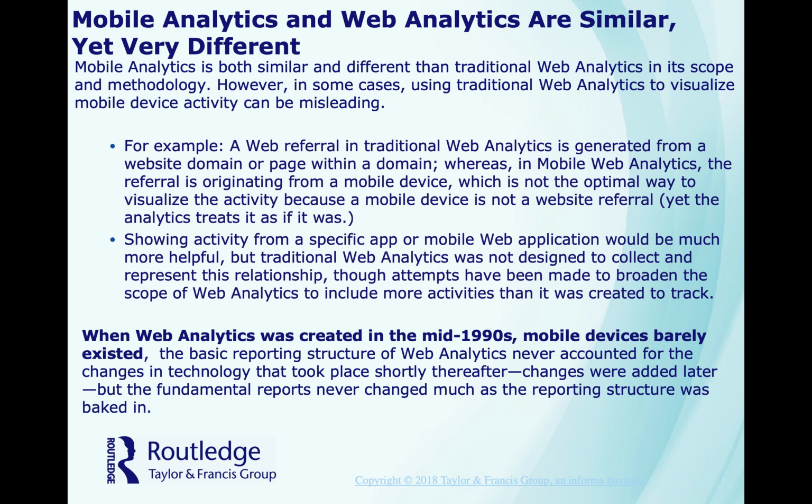Showing activity from a specific app or mobile web application would be much more helpful, but traditional web analytics are not designed to collect that type of data and represent the relationship. Although attempts have been made to broaden the scope of analytics to include more activities, when web analytics was created in the mid 1990s, mobile devices barely existed. So, obviously, mobile analytics did not. The basic reporting structure of web analytics never accounted for the changes in technology that took place shortly after. So the changes were added later, but fundamental reports never changed. The reporting structure was baked in.